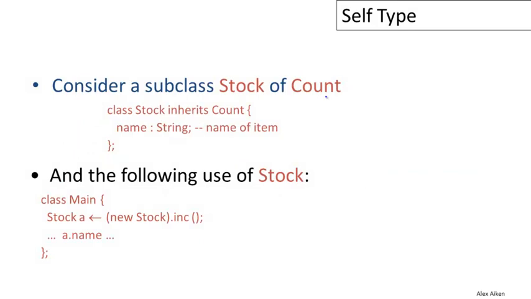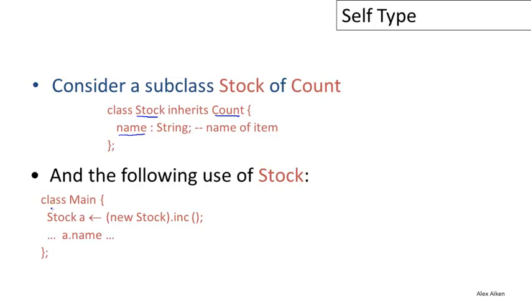Now consider a subclass of Count that we might want to define called Stock. Say we're implementing a warehouse accounting program and we want to keep track of the number of items that are in stock of certain different kinds. So we define a new class Stock that inherits from Count, and now we'll have a new field in here to make this class different from its parent. We'll just have a name that corresponds to the name of the item that's in stock.